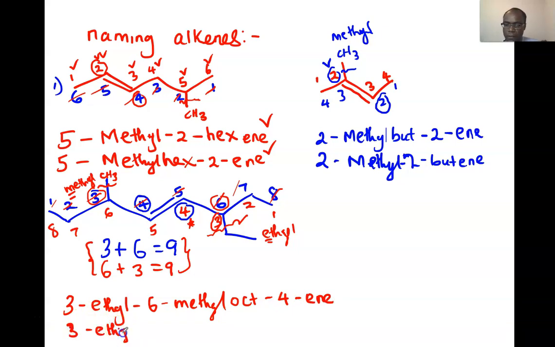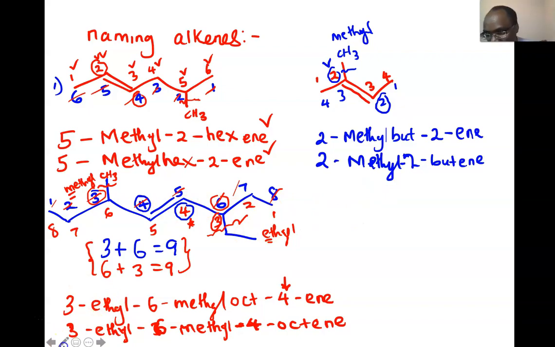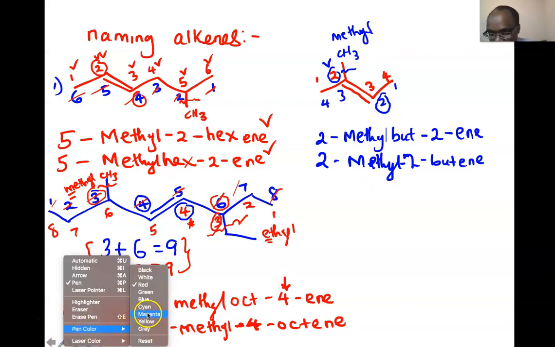3-ethyl, 6-methyl, 4-octene. So the position of the double bond could be within the parent name as an infix or just before as a prefix on the parent name. You have to define always the position of the double bond. What if you have this molecule?